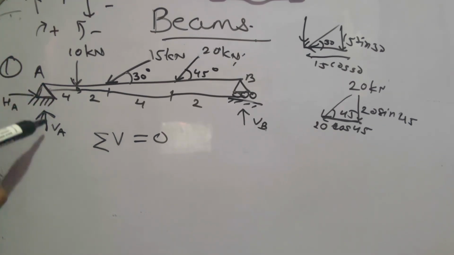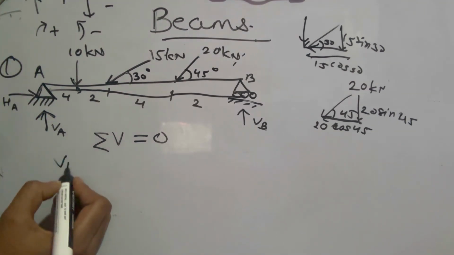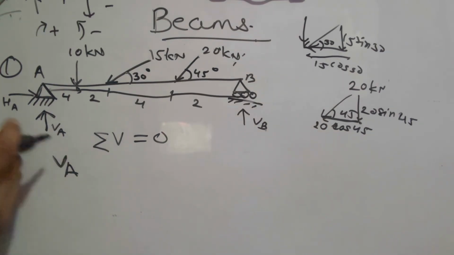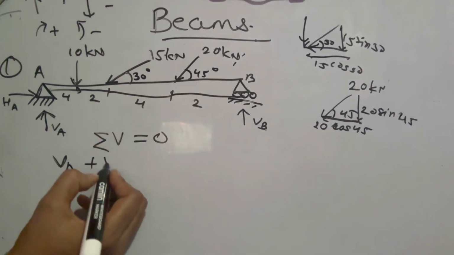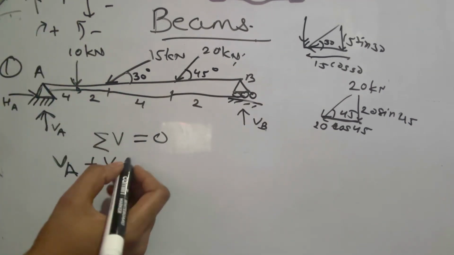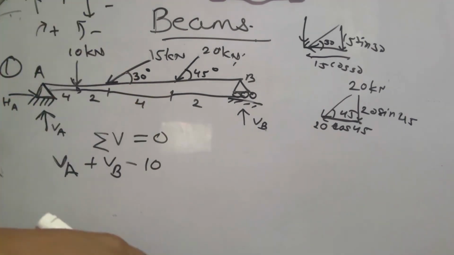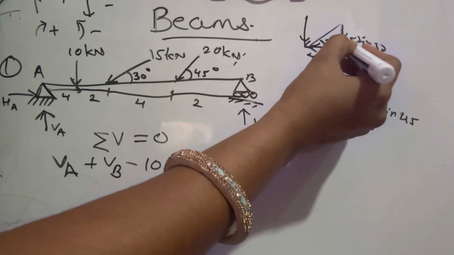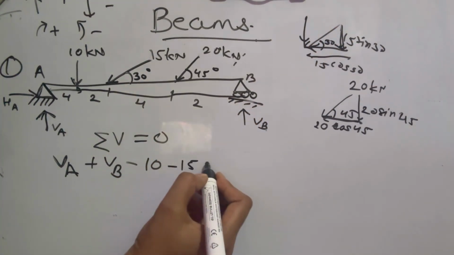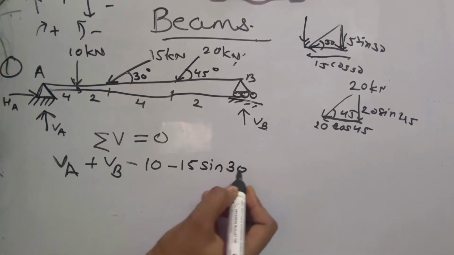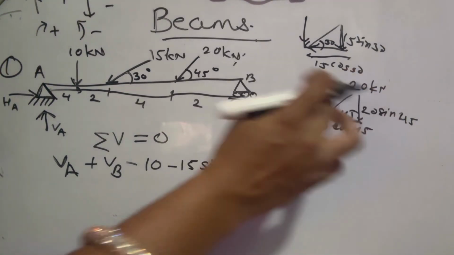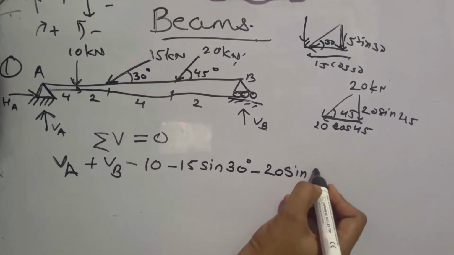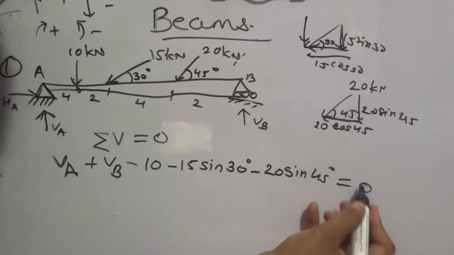Now upward, what is upward reaction? We have VA, whatever, and plus VB. Then you have minus 10, it's going downward. What is the component of this? It is also going downward. So minus 15 sine 30, then second minus 20 sine 45 degree is equal to 0.